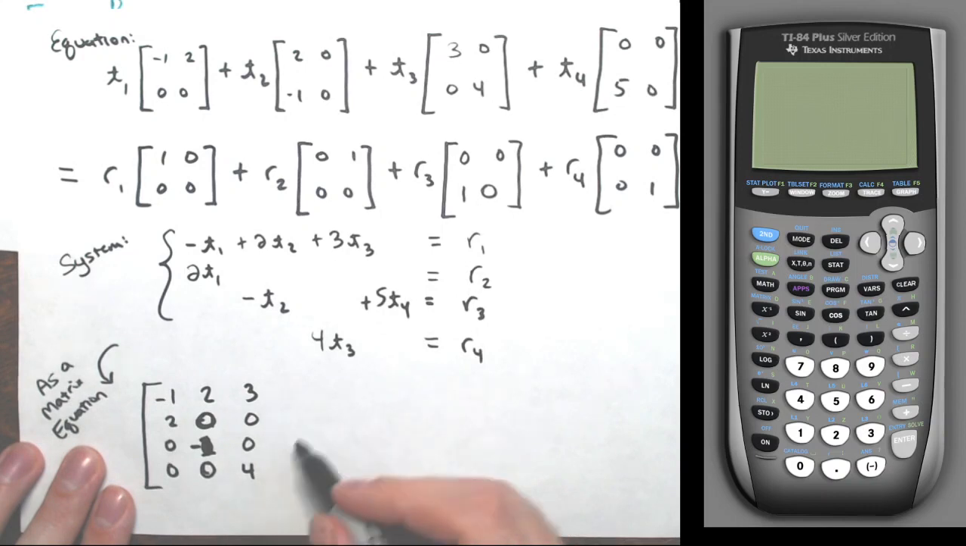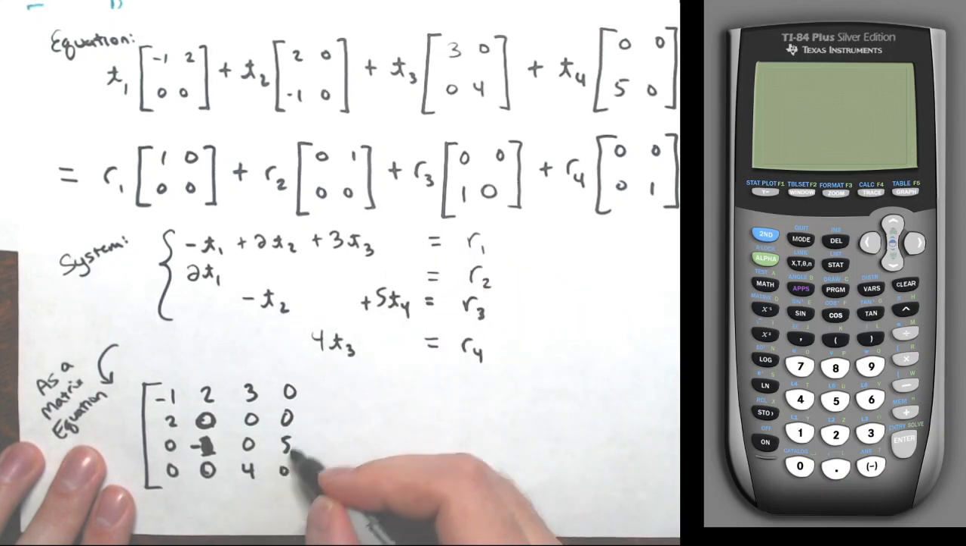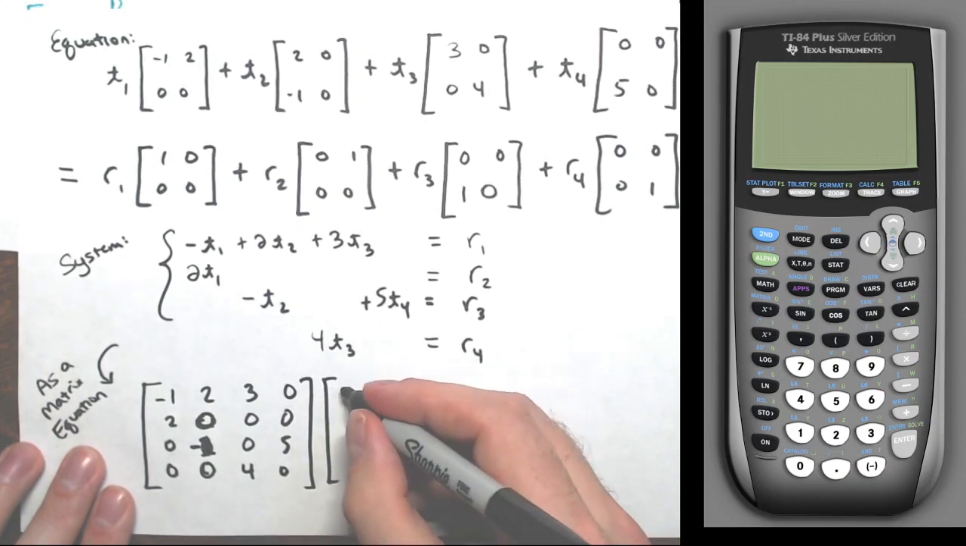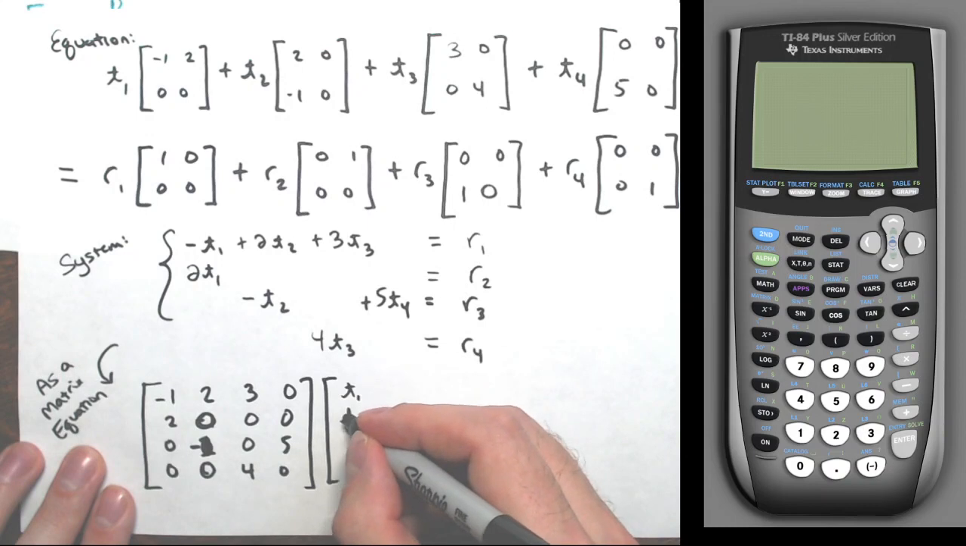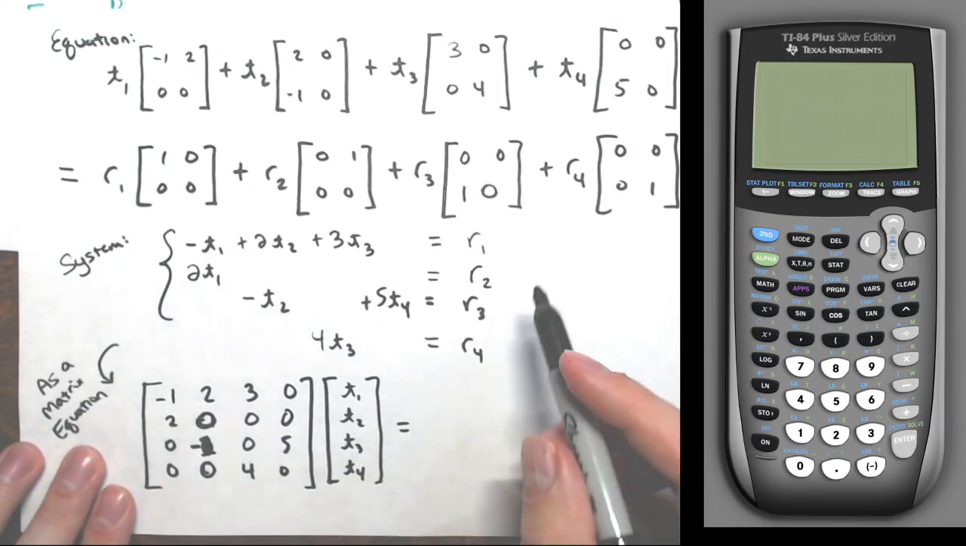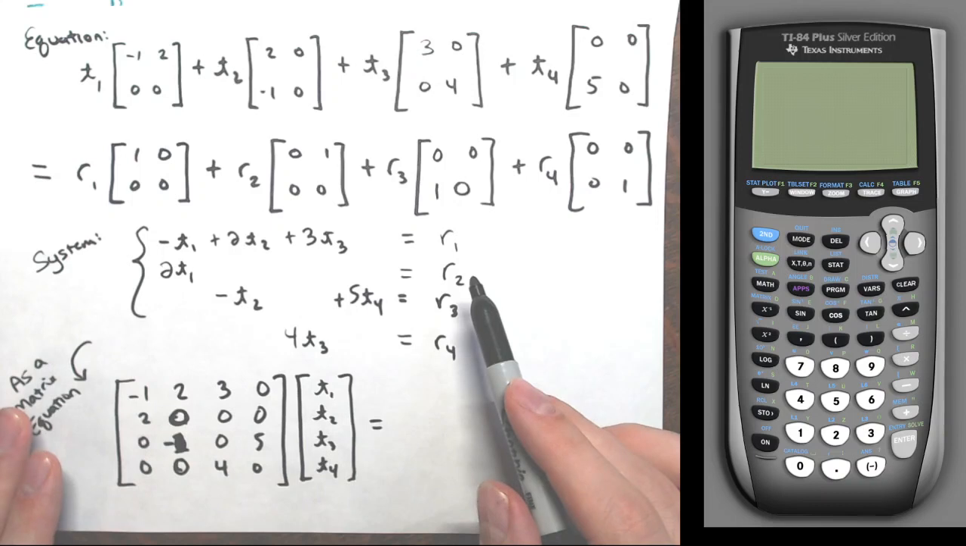And down the fourth column, the coefficients t4, 0, 0, 5, 0. And then this would be multiplied by t1, t2, t3, t4. All right, and this should be equal to, and again, this is not a lot over here, but I can still set this up the same way.